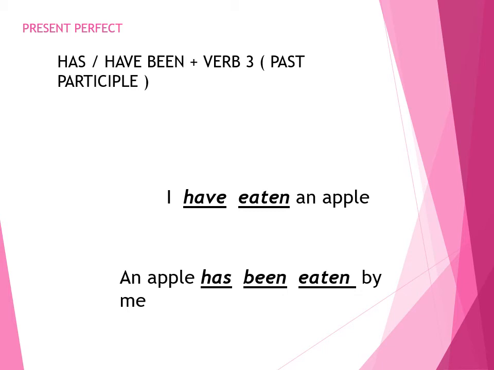Now let's see present perfect tense. In present perfect tense, the pattern is has or have been plus verb 3 or past participle. For example, I have eaten an apple. The subject of the sentence is I, have eaten is the verb, and an apple is the object. Now we move the object of the sentence to the beginning of the passive voice, an apple, followed by has been eaten. We choose has because an apple is singular, and then been eaten. Eaten is the past participle verb in the sentence. So the sentence is: an apple has been eaten by me.